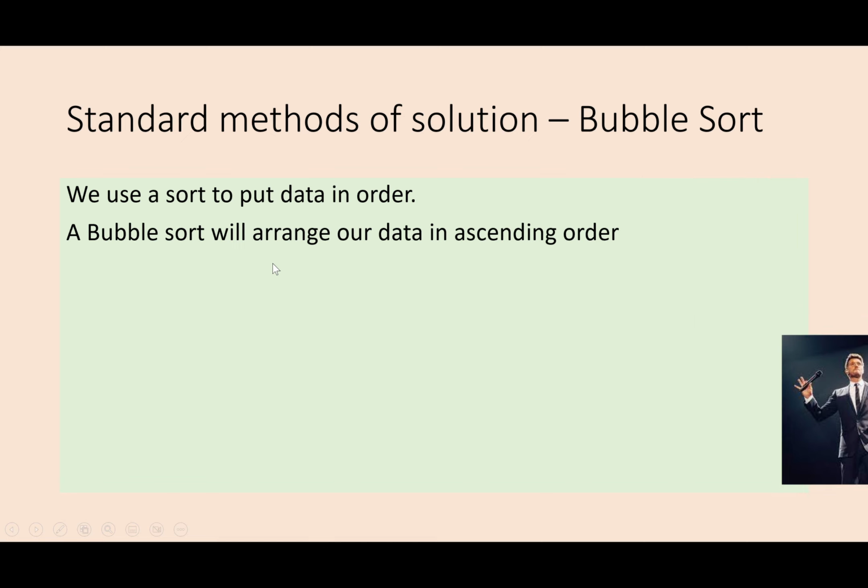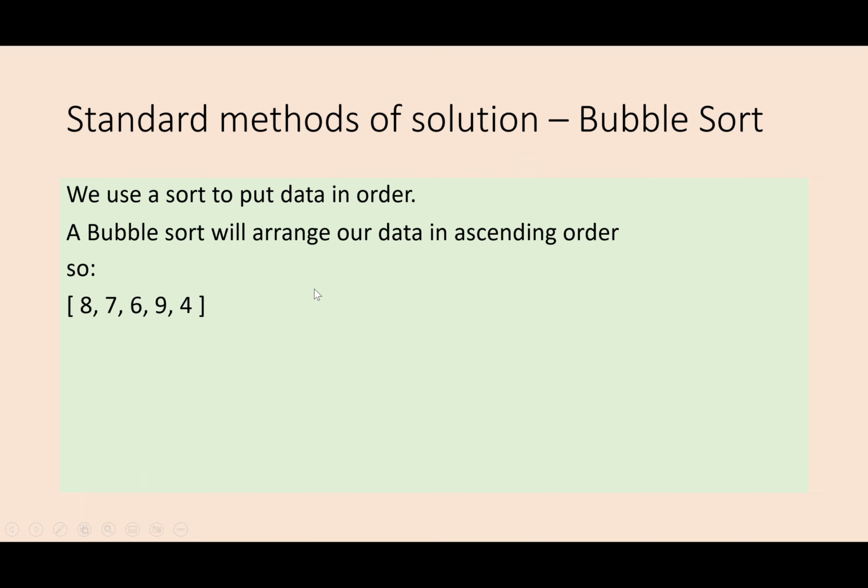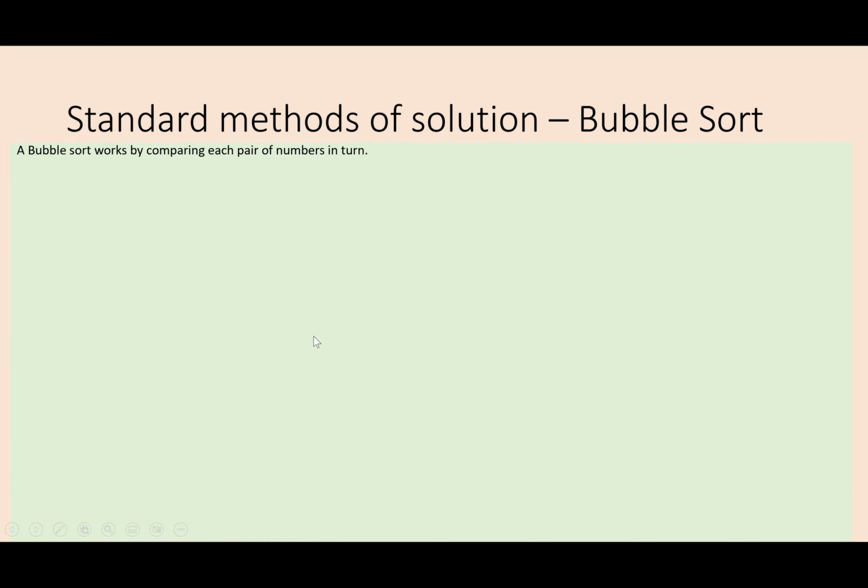A bubble sort will arrange our data in ascending order. So 8, 7, 6, 9, 4 will become 4, 6, 7, 8, 9. So that's been sorted. So we just need to understand the process. The way it works is, bubble sort works by comparing each pair of numbers in turn.